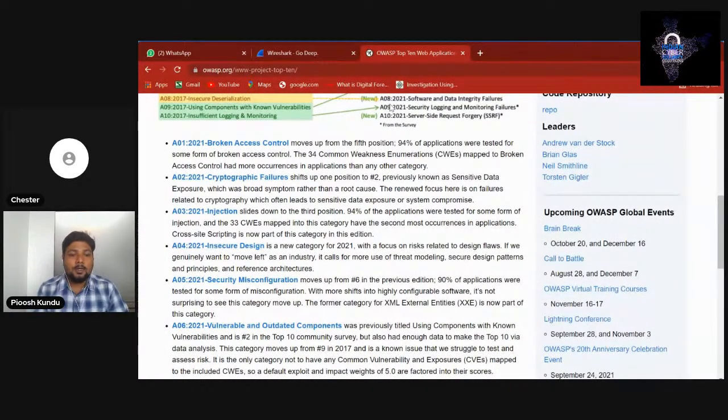The fifth one in 2021 is security misconfiguration, which moves up from sixth position in the previous edition. 90% of the applications were tested for some form of misconfiguration, with more shifts into highly configurable software. It is not surprising to see this category move up, and the former category of XML external entities, that is XXE, is now part of this category.